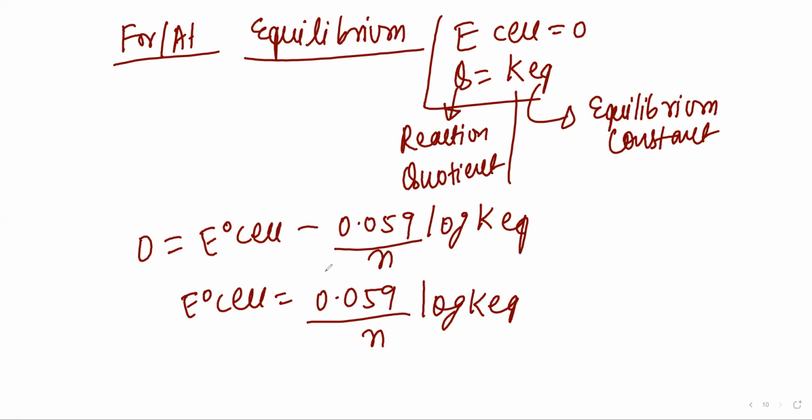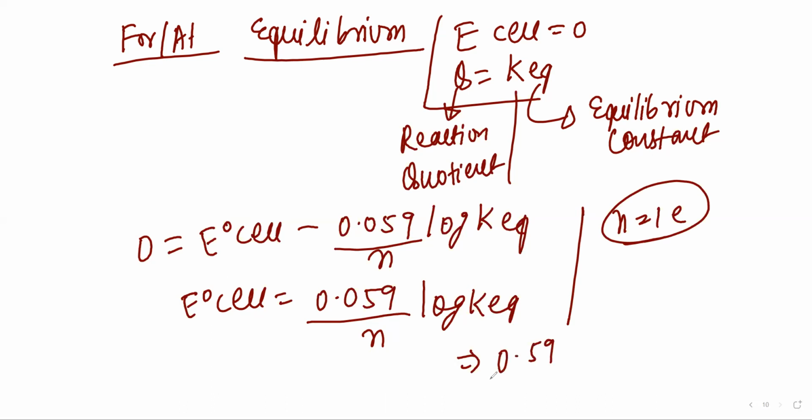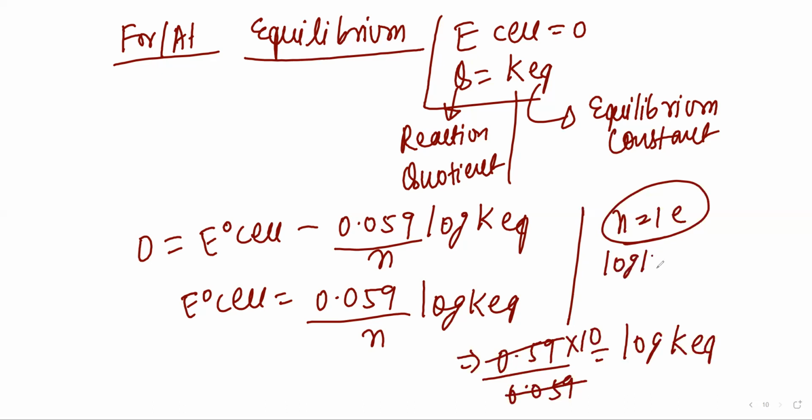So for 1 electron, the n value is given, so put n equal to 1. E naught of cell is given, that is 0.59, divided by 0.059 is equal to log of K equilibrium. So this will be cancelled and 10 will remain. So log of K equilibrium is equal to 10. So K equilibrium will be 10 raised to 10. So this is the value for K equilibrium.